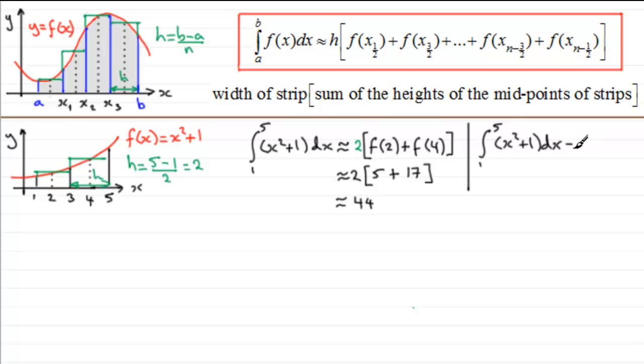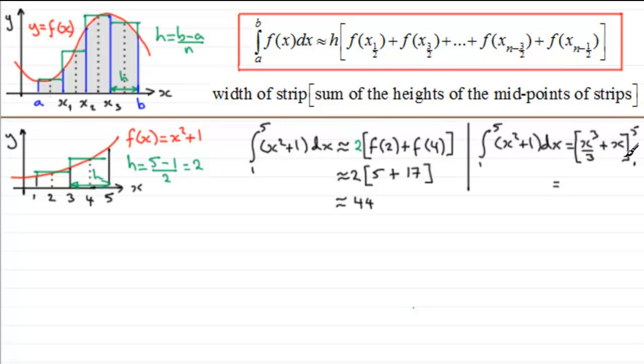Then if we integrate this, the x squared is going to be x cubed over 3. And the integral of 1 with respect to x, well, that's going to be x. And we've got our limits then going between 1 and 5. And notice it's equal now, not approximately.